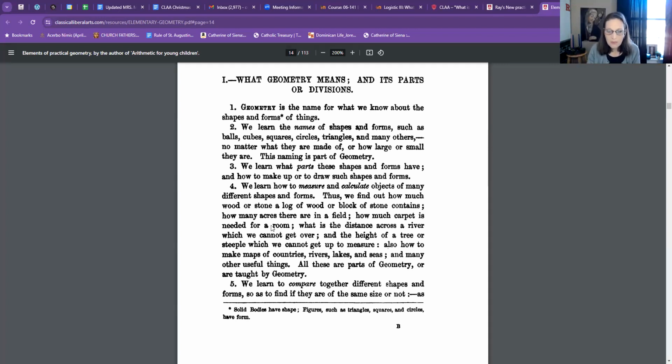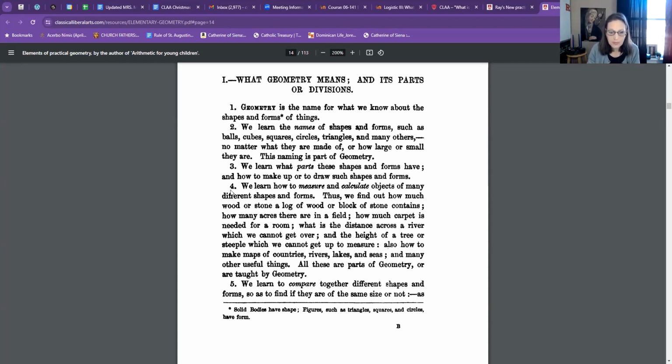Okay. So number 4, let's read number 4 together. Now we're doing elementary geometry and elementary arithmetic. We're going to do both courses together. Okay, so we're going to do both elementary arithmetic and elementary geometry in this time together.